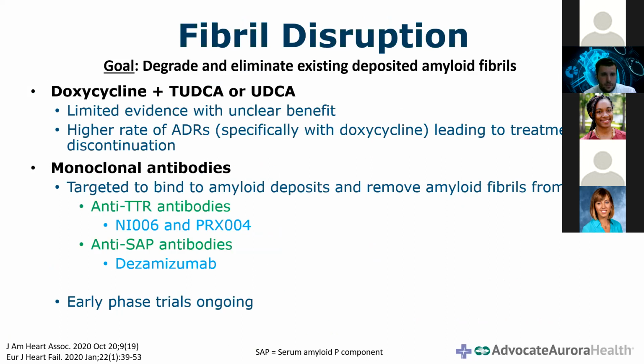Now, the last thing you can do is target fibril disruption, or use agents that can degrade and eliminate the already bound amyloid fibrils. One agent that can be used is doxycycline with either TUDCA or UDCA. However, the evidence behind this is very limited. There's really an unclear benefit, and given the high rates of intolerance to doxycycline that can be seen, it's not often used. Additionally, there are monoclonal antibodies in development, and they specifically target amyloid fibrils, trying to facilitate their removal via immune-mediated phagocytosis. Early phase trials are ongoing and may offer another potential treatment in this disease.